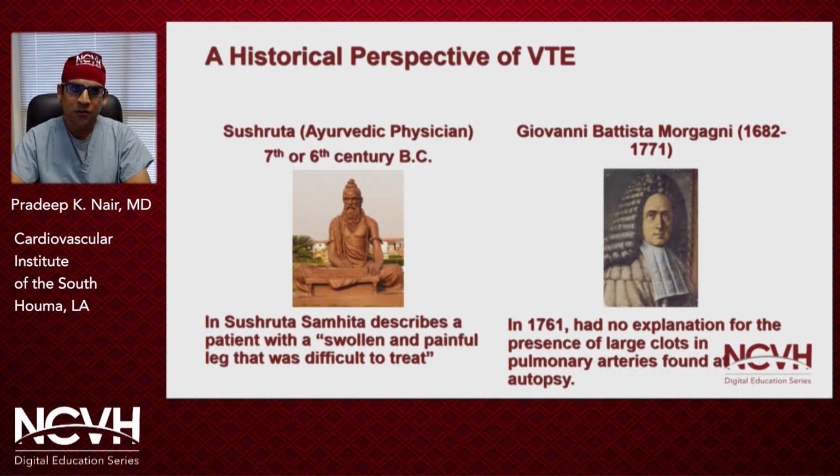And really, VTE was described in the 7th or 6th century BC in the Vedic times of ancient India by a physician by the name of Sushruta. And what was found is that he described in his texts a swollen and painful leg that was very difficult to treat. This was, by and large, a deep vein thrombosis. But it wasn't until the late 18th century when Morgagni looked at clot and identified it in a pulmonary artery, but he had no idea and no explanation for where it arose.